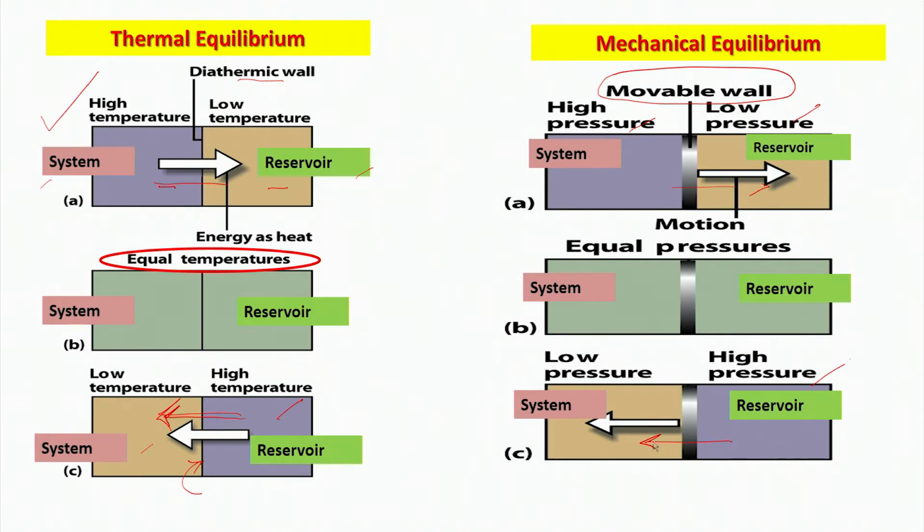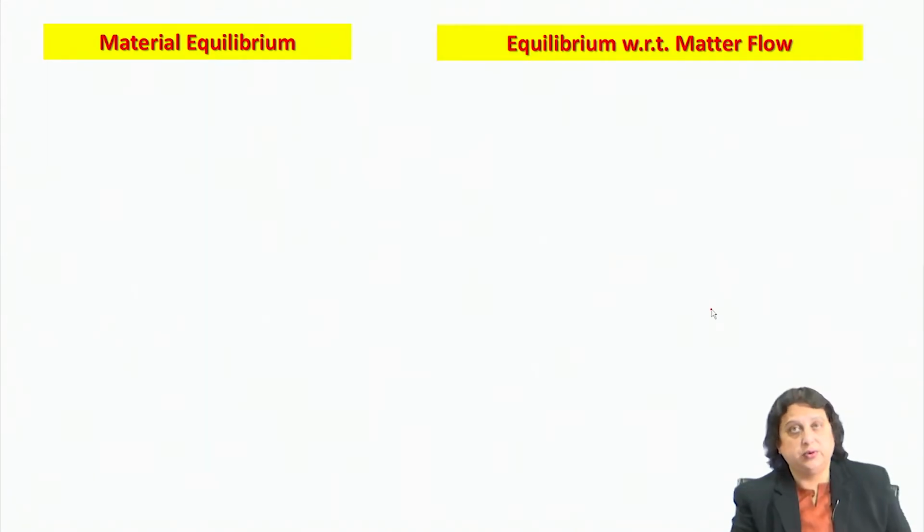So, what is the condition of mechanical equilibrium between the system and the reservoir? This is given in terms of equal pressure between the system and the reservoir. So, if the pressure pushing the movable wall from this side is equal to the pressure pushing the movable wall from that side, I must be attaining mechanical equilibrium between the system and the reservoir. Now, I am going to generalize these concepts into the material equilibrium, where I am thinking about equilibrium with respect to matter flow.